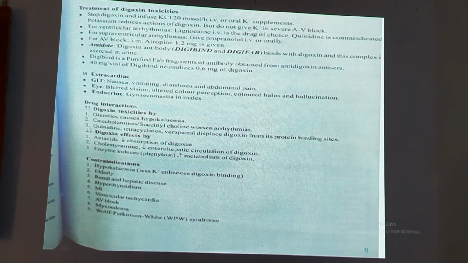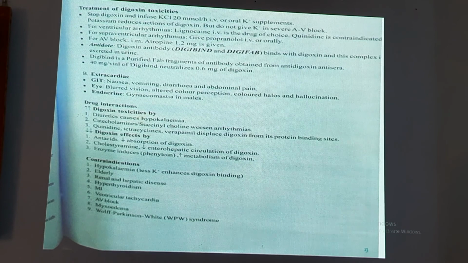Quinidine, tetracyclines, verapamil displace digoxin from its protein binding sites and increase digoxin toxicity. And the action or effect of digoxin is decreased by concurrent use of antacids, which form a complex and decrease absorption of digoxin. Cholestyramine decreases enterohepatic circulation of digoxin. Enzyme inducers such as phenytoin increase metabolism of digoxin.